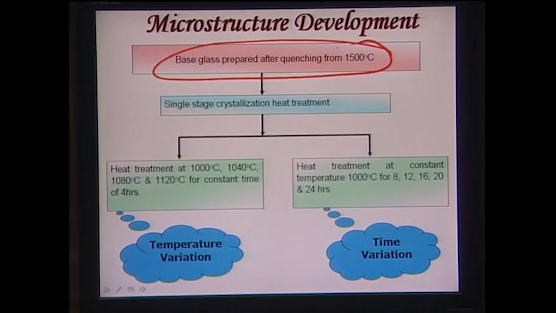Then you can do the single stage crystallization heat treatment, and this heat treatment can be done at 1000 to 1120 degrees Celsius for 4 hours, and in the other case you can do this heat treatment for 8 to 24 hours. So in one case you are changing the temperature, in the other case you are changing the time.